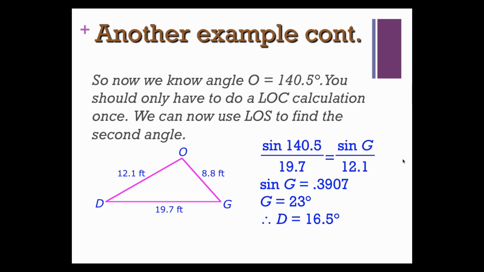Once you get done, look up, the answer's on the board, for both G and D. Found G using law of sines, subtracted from 180 to find D. Do a quick small, medium, large check, and I am good to go.